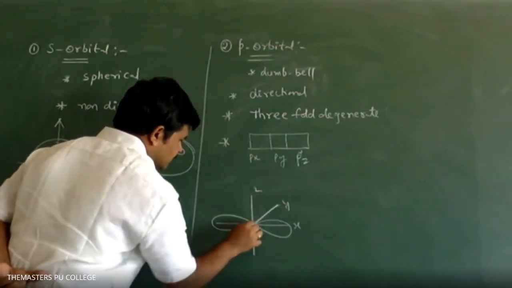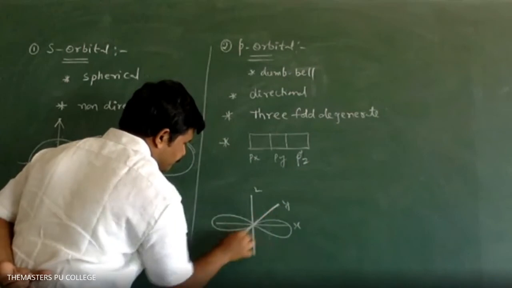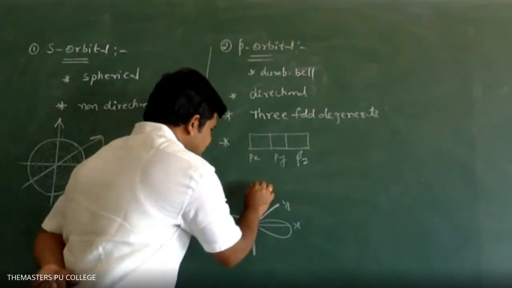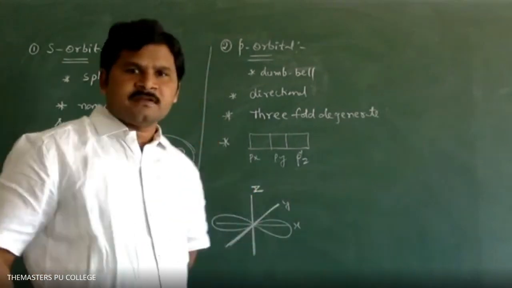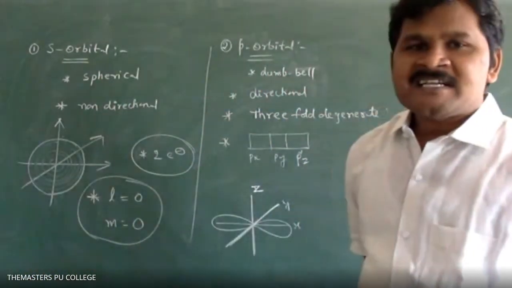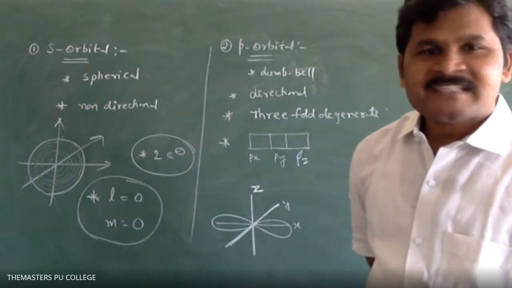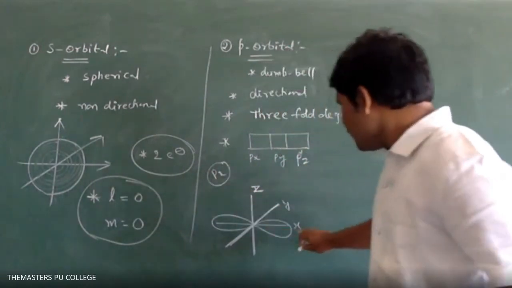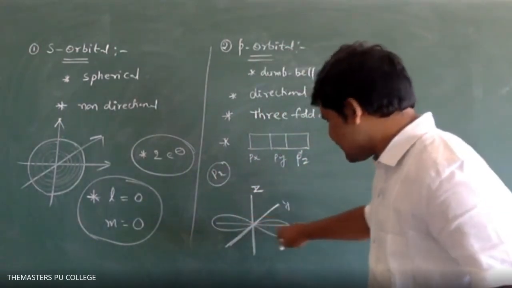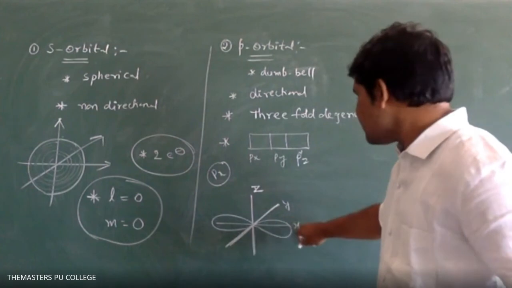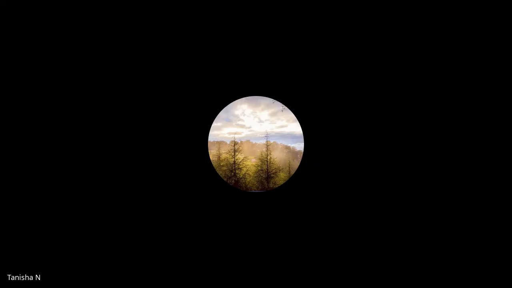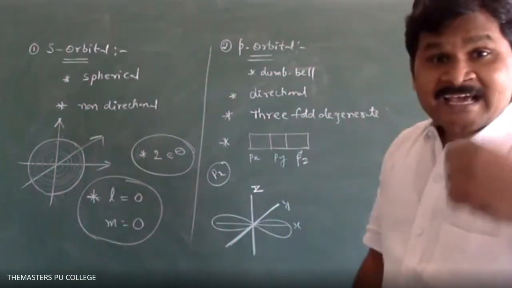Planes. Okay? Now my question, try to understand. What is the nodal plane for the px orbital? Lobes are present on the x-axis. So that's why this is the px orbital. What is the nodal plane for the px orbital? Py and Pz. Those are the planes I am taking.